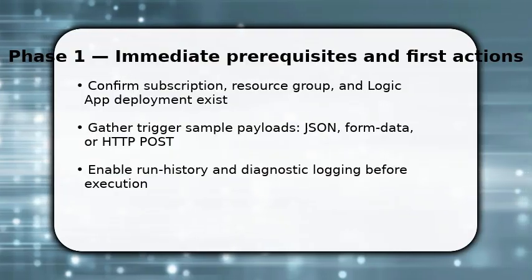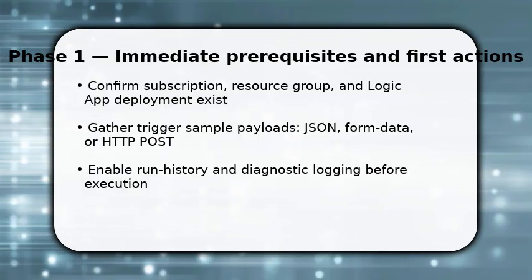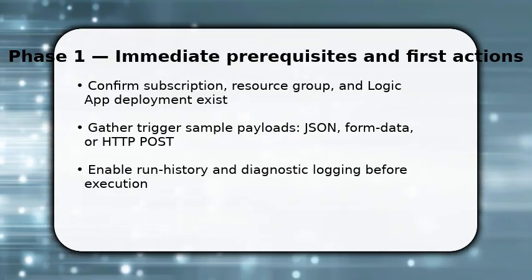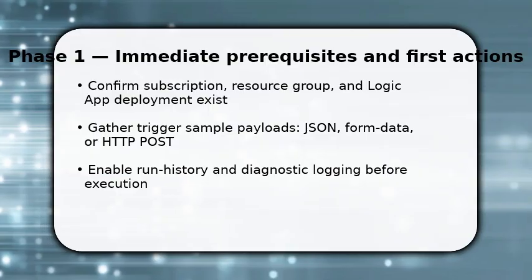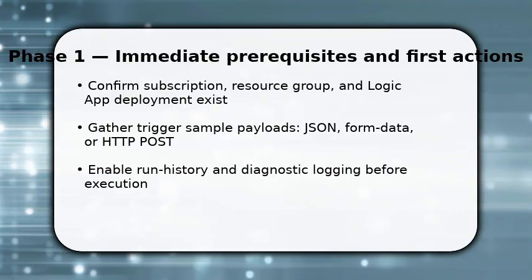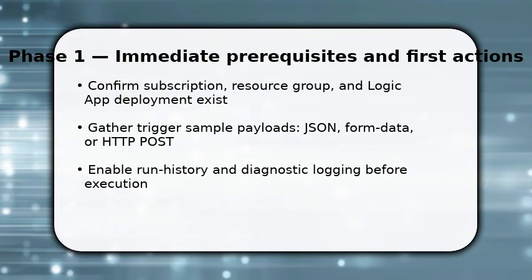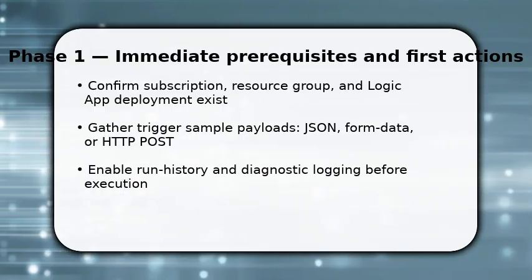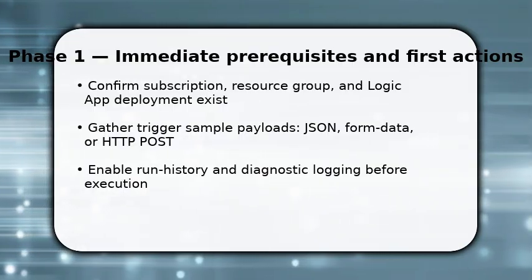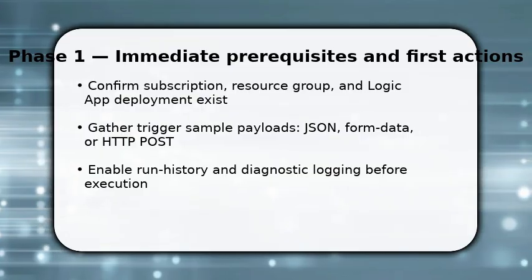You start by validating prerequisites and then execute the first live test. Deploy or pick the Logic app, enable run history and diagnostics, and load a representative trigger payload. This makes failures visible. Once done, trigger the workflow manually or via HTTP post so you capture a full run.